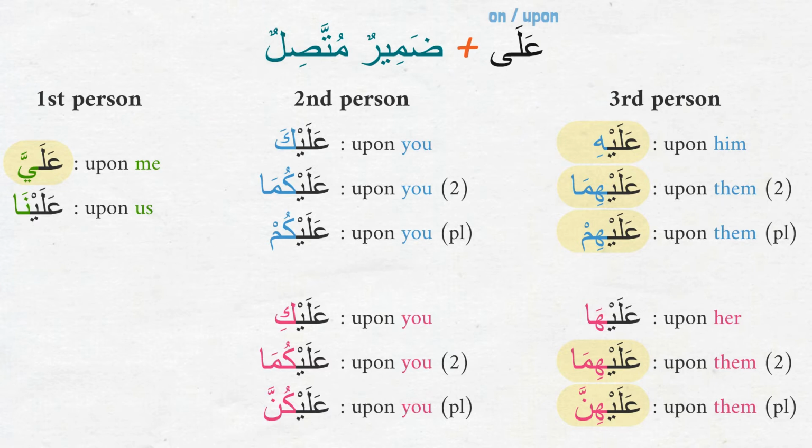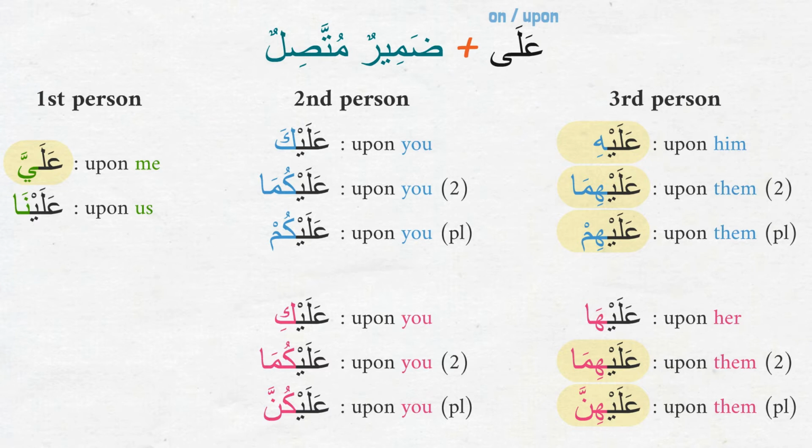Let's read this table together once again. عليه, عليهما, عليهم. عليها, عليهما, عليهن. عليك, عليكما, عليكم. عليك, عليكما, عليكن. علي, علينا.